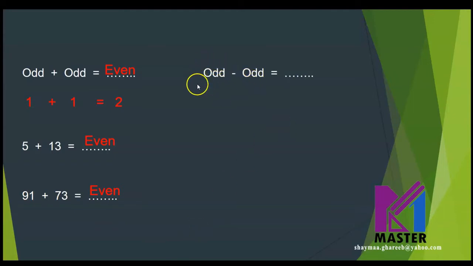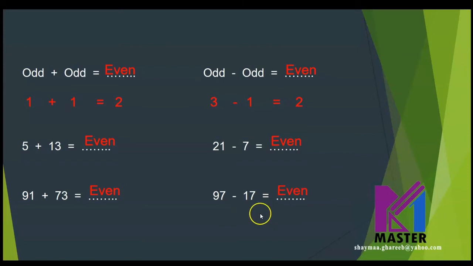Odd minus odd, so I will write the first odd as 3, then the second odd as 1. 3 minus 1 equals 2, which is even. So odd plus odd equals even, odd minus odd equals even. Examples, 21 minus 7 will give us even number. 97 minus 17, the answer will be even number because both of them are odd numbers. Whatever the numbers is, the answer must be even.